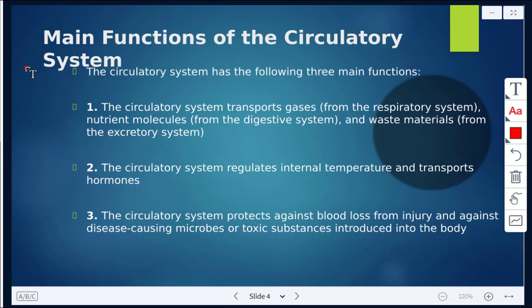So the main functions of the circulatory system, there's three main functions. The circulatory system transports gases from the respiratory system, nutrient molecules from the digestive system, and waste materials from the excretory system. The circulatory system also regulates internal temperature and transports hormones, and the circulatory system protects against blood loss from injury and against disease-causing microbes or toxic substances that get into the body.